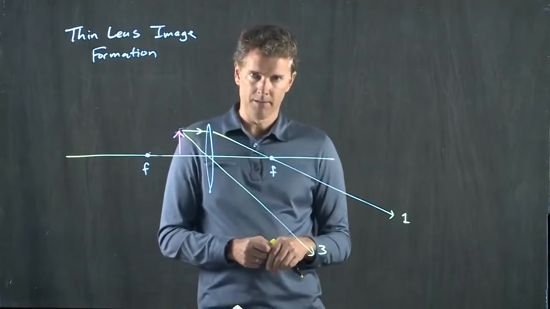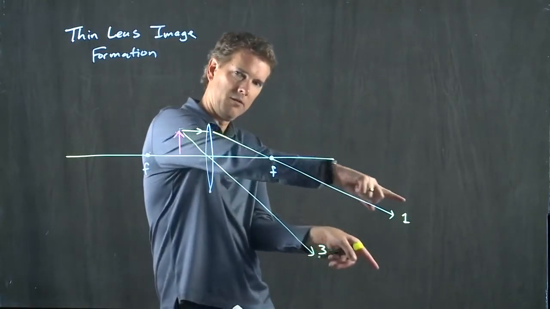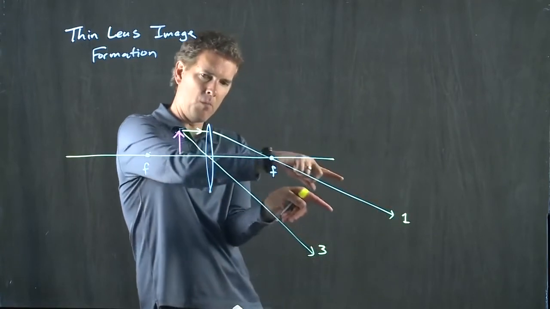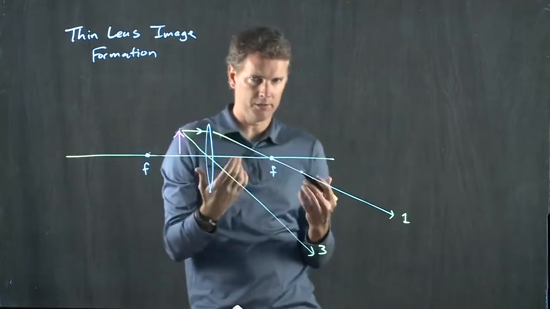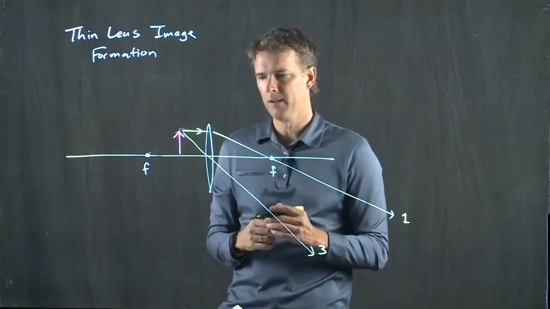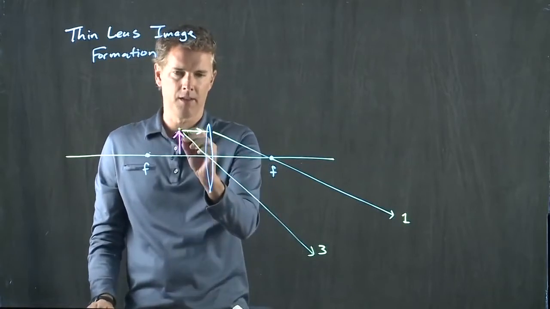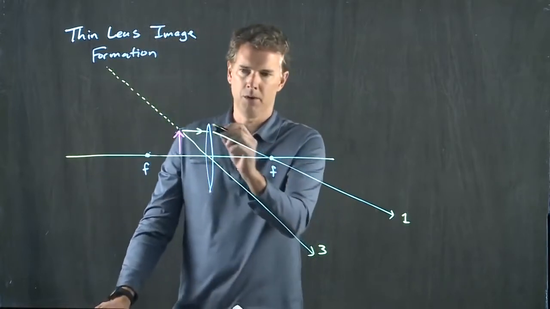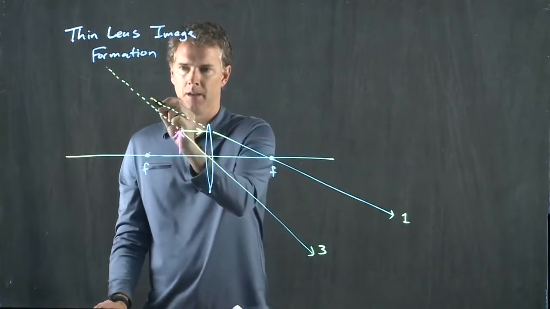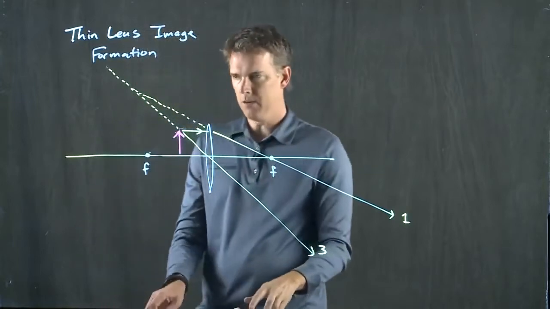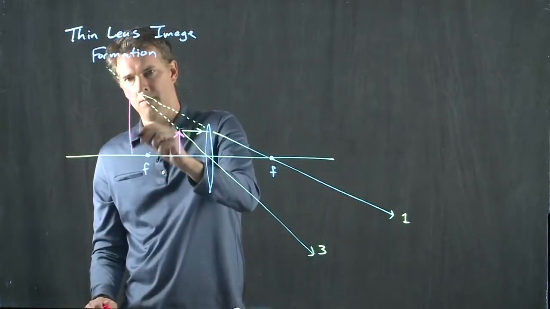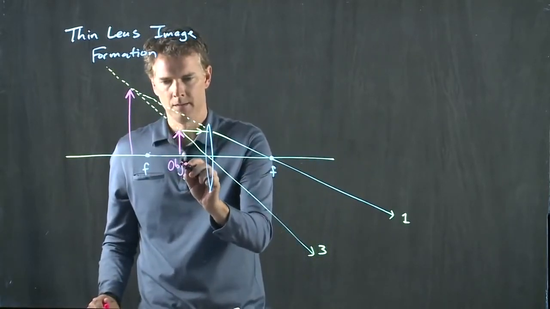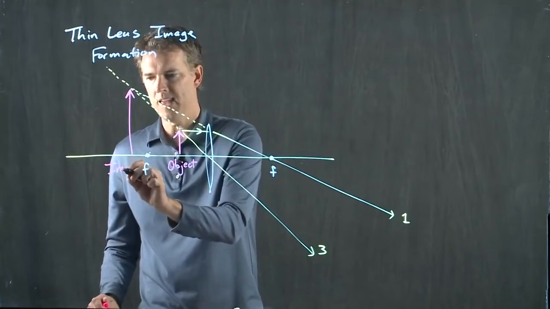That looks like a problem, right? It looks like they are separating. They're not getting closer together. But that means somewhere back over here, it looks like they were coming from the same point. And so all we have to do is extend this dashed line back. Take this one and extend this dashed line back. And they meet right there. This is the object. This is the image.